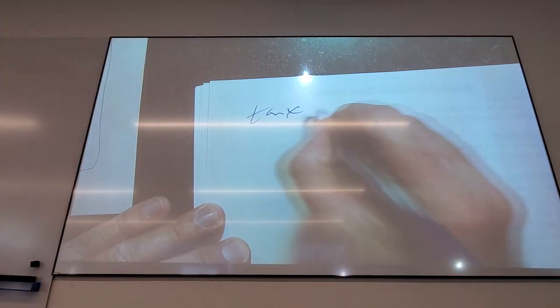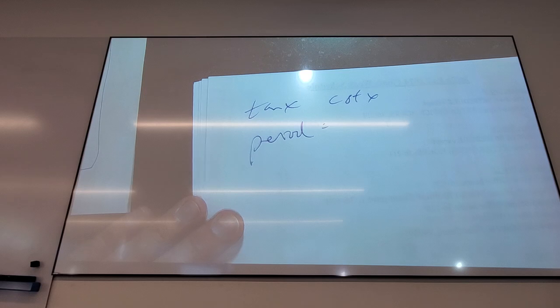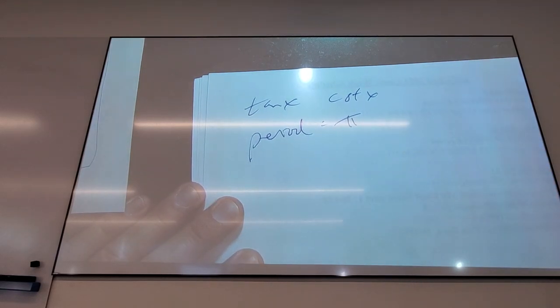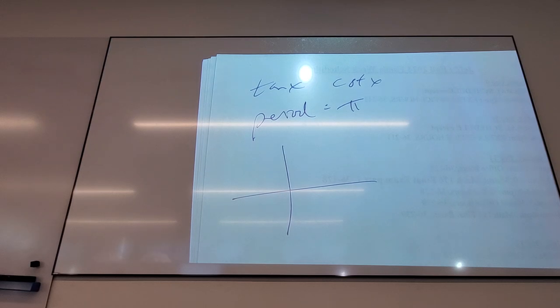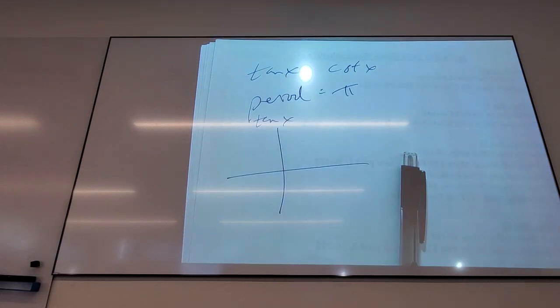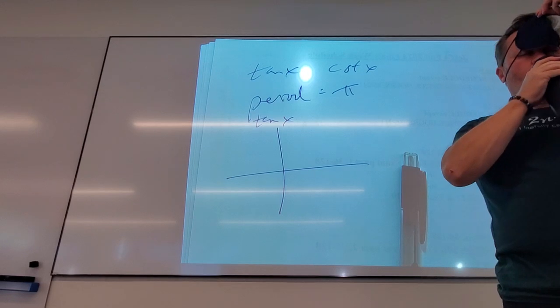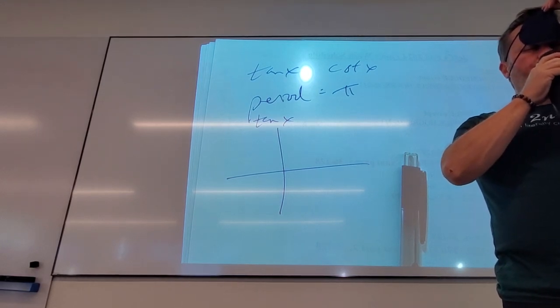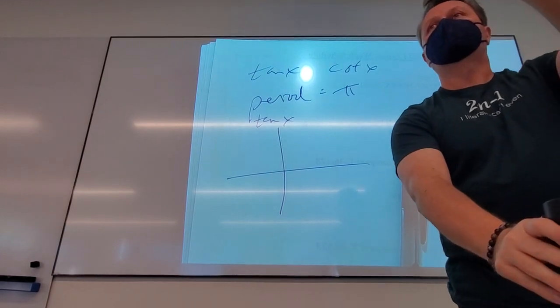What's the period of tangent and cotangent? Pi. And they both have the same shape, just that one of them has been reflected. What does tangent go between?